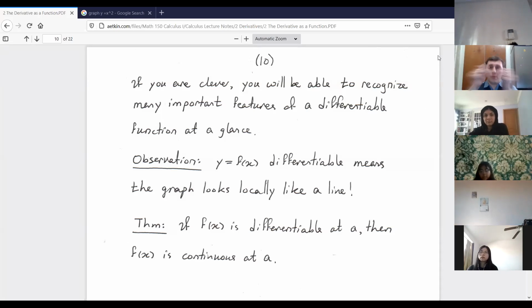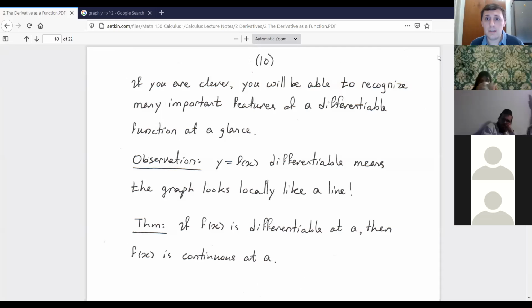Because if it were ripped apart, when you zoom in, if at a point it's ripped apart, you see a hole, you see a gap. And that is not a straight line. Yes? Beautiful, because it is a line.